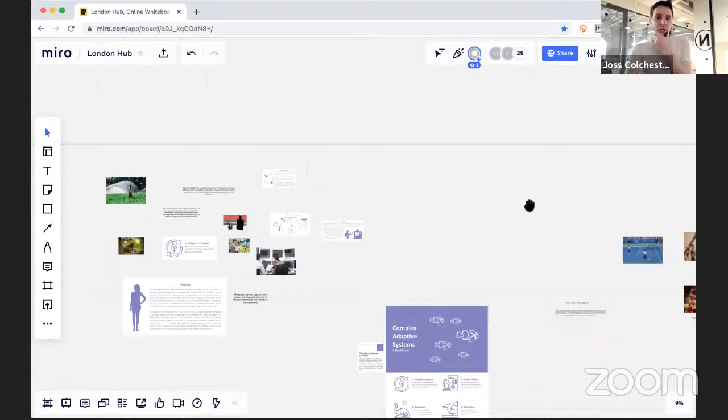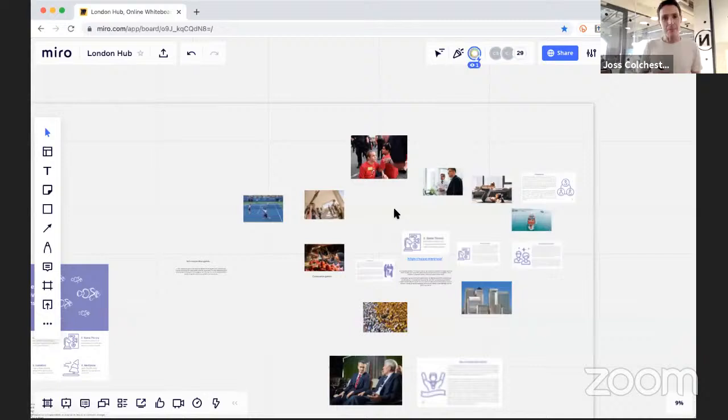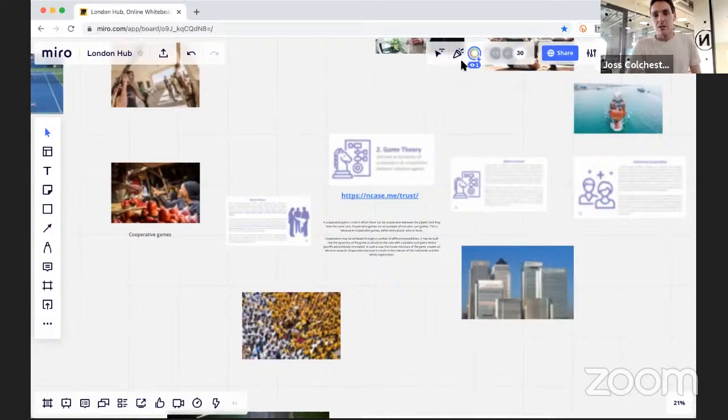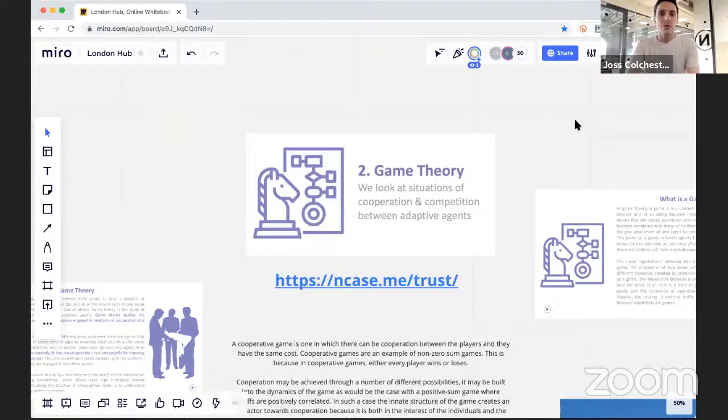But then the question is, what happens when those agents interact? Because that's, you know, where all the magic's happening here. It's not just a bunch of individual people. It's actually that they're interacting with each other. And a lot of what happens is determined by the dynamics of cooperation and competition between these actors. And this is studied, if you've maybe heard of this, game theory, which studies exactly that. It looks at situations of cooperation and competition between adaptive agents.